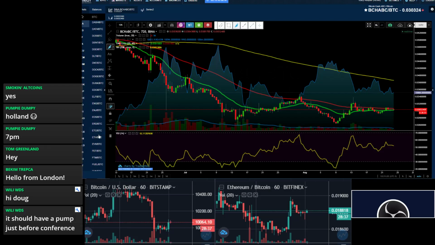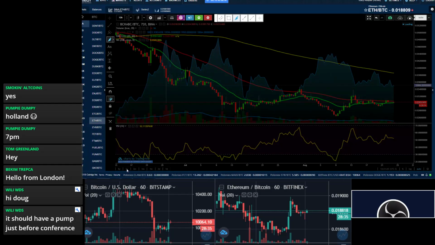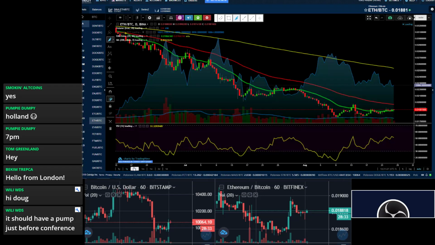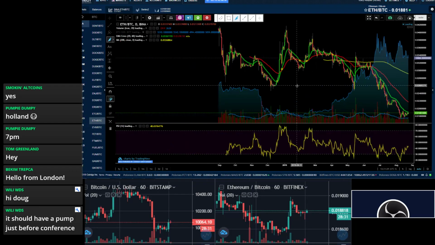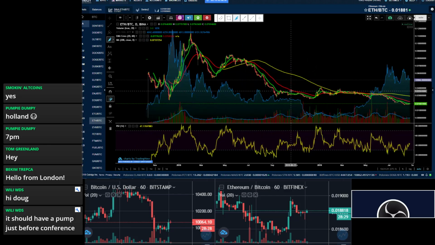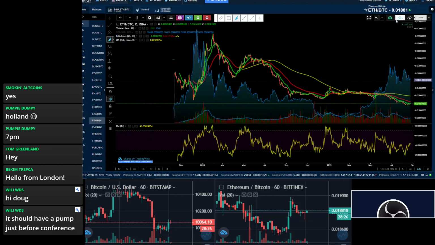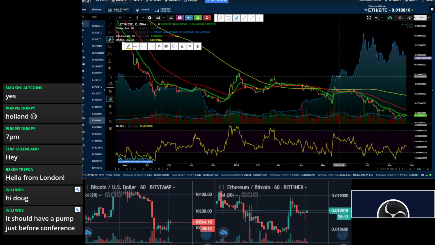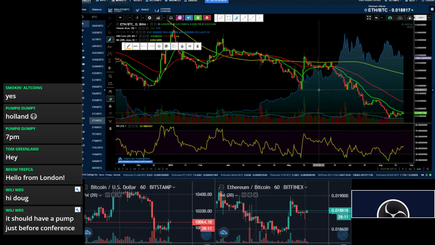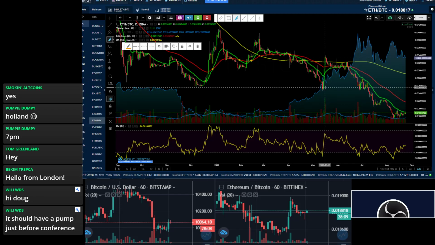I want to go to the Ethereum price level. Go to the daily chart view. And just from the simple fact that we're back this far, we should have a pump just before the conference for Bitcoin Cash. You'd think that some of those big whales would be investing in it just to get the noise and the news going, because they are very, very passionate about their project.